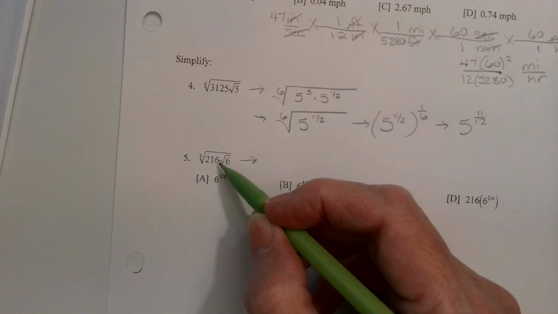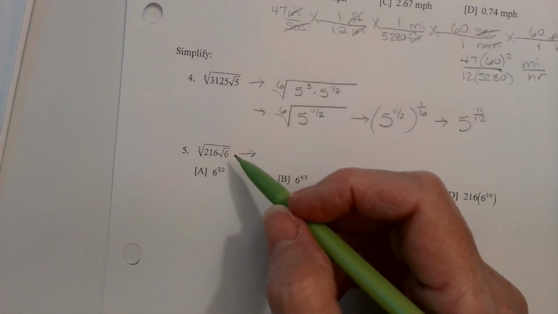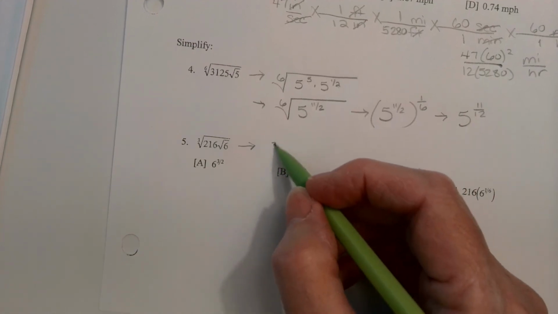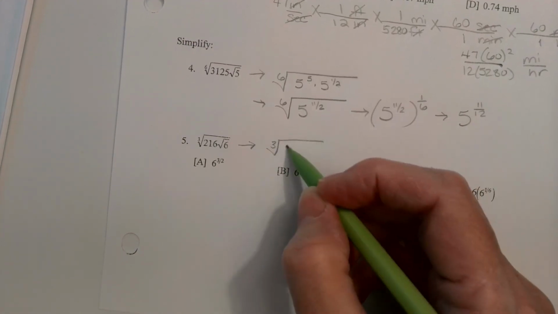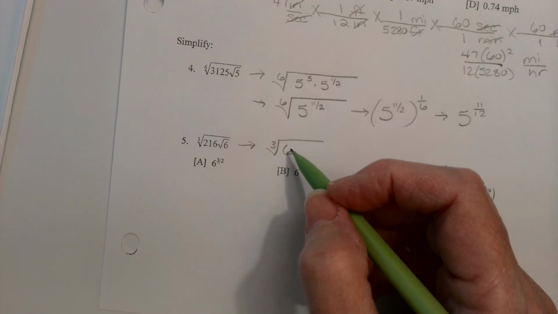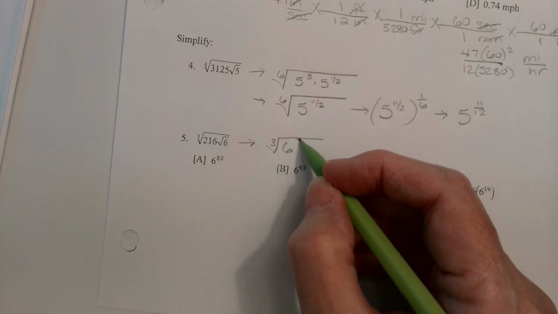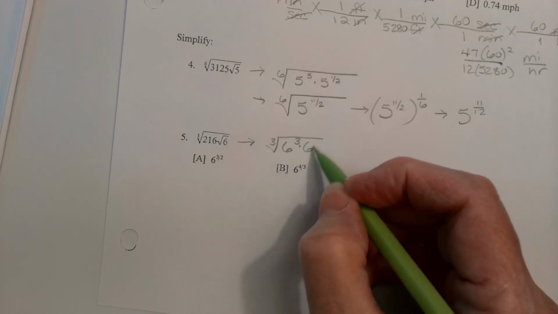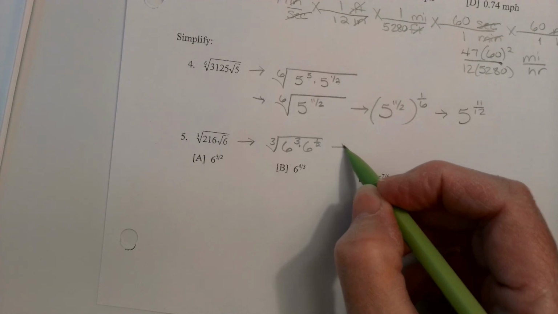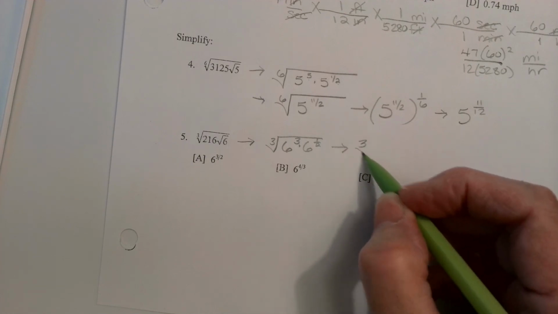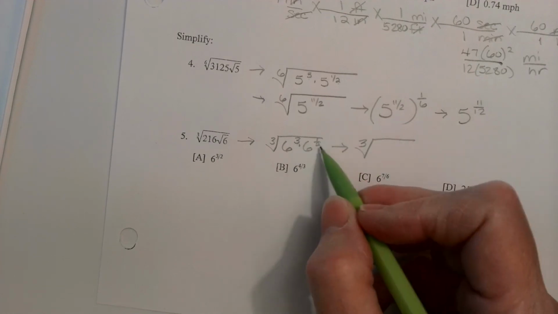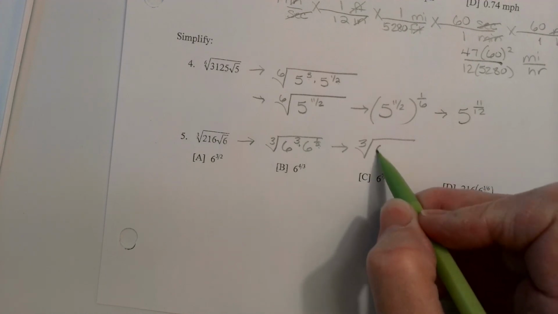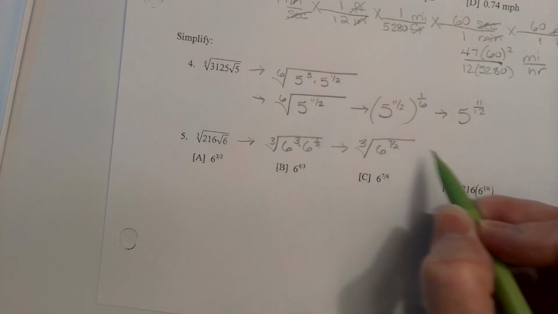Okay, let's try another one. So this one is going to be 6 to some power. So 6 times 6 is 36. 36 times 6 is going to be 216. So it's 6 to the 3rd power. This is 6 to the 1/2 power. So now we have the cube root, and we need to add 3 and 1/2. So that becomes 7 over 2.